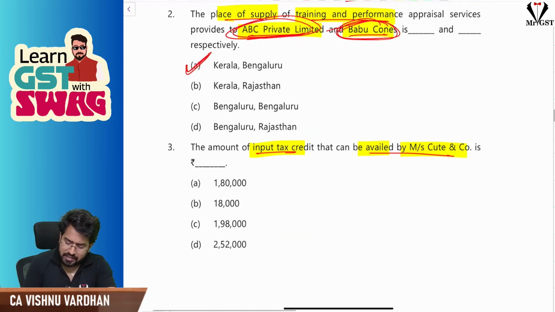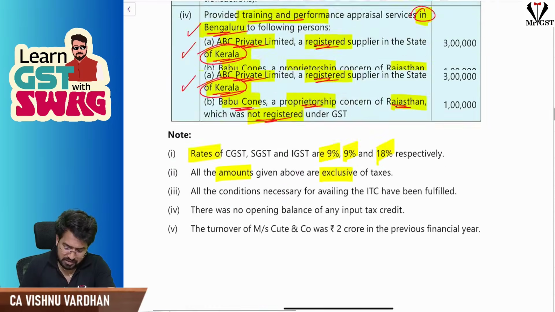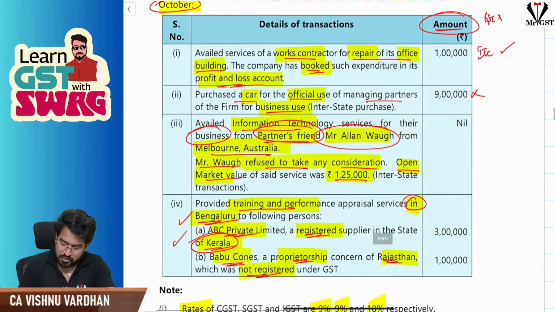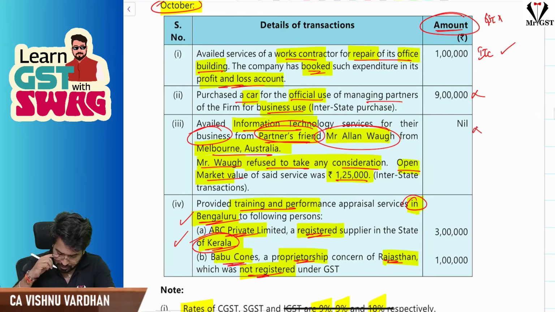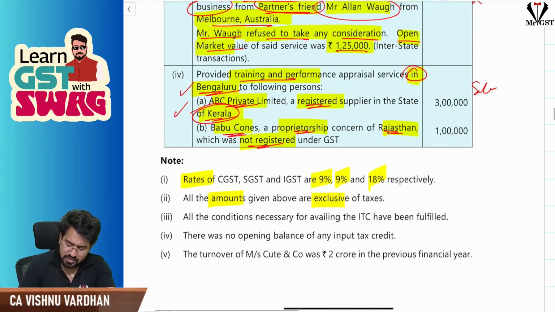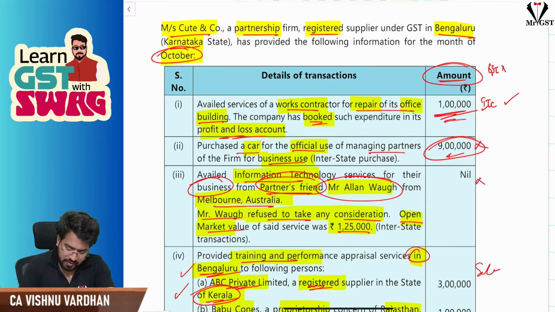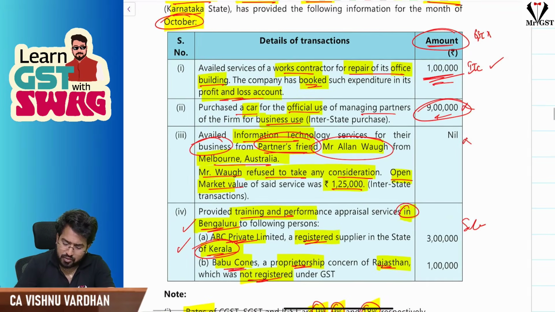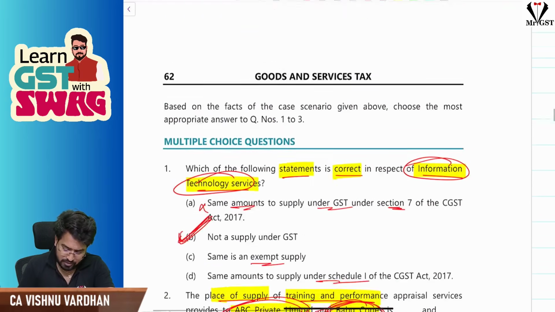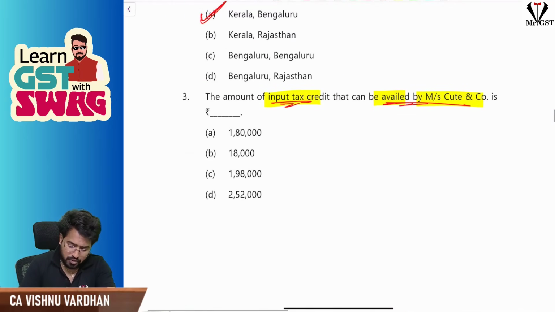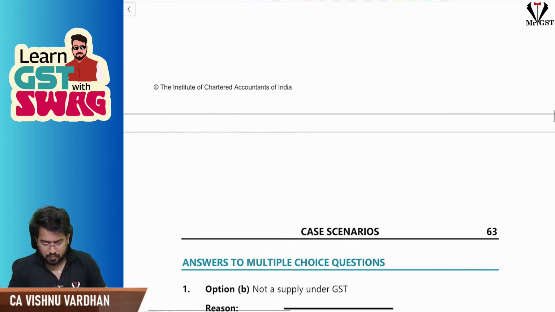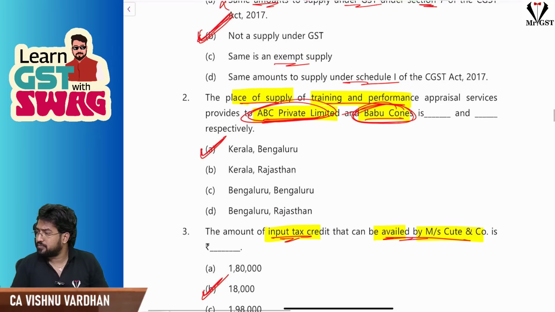Next, what is the ITC that can be availed? He has 2 purchases, 3 purchases. On one, no GST itself. Next, this is a sale. So these are the 2 purchases. This is blocked credit. So only on this you can take ITC, and they have given GST rates like 9, 9, 18%. They did not mention interest rate. So on 1 lakh you can take ITC of 18,000, at 18%. The question is also full amount only. So 18,000 is the answer. Simple question, nothing to worry. With this, we are done with this case study as well.